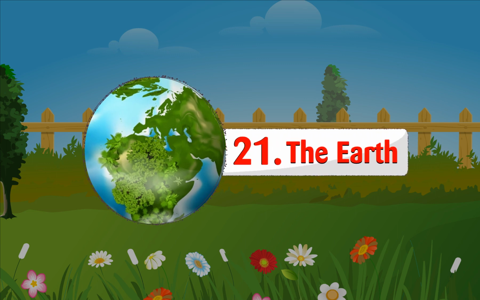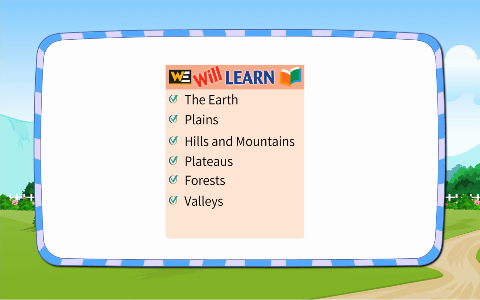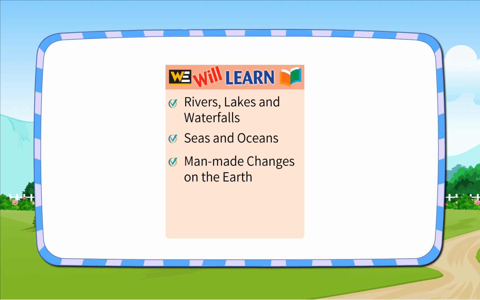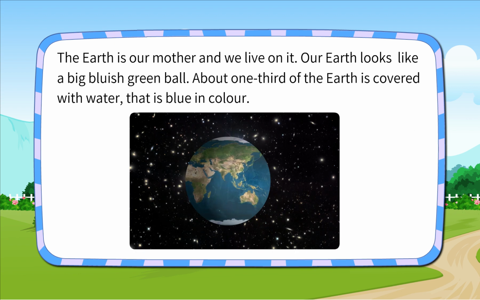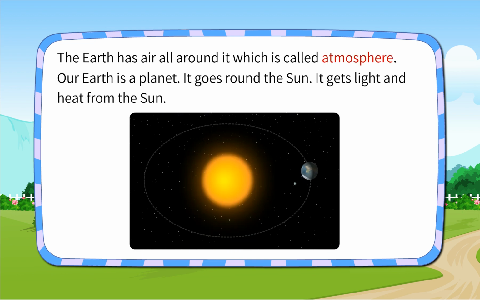Chapter 21. The Earth. We will learn the Earth, plains, hills and mountains, plateaus, forests, valleys, deserts, rivers, lakes and waterfalls, seas and oceans, man-made changes on the Earth. The Earth is our mother and we live on it. Our Earth looks like a big bluish-green ball. About 1/3 of the Earth is covered with water, that is blue in color. The Earth has air all around it, which is called atmosphere.